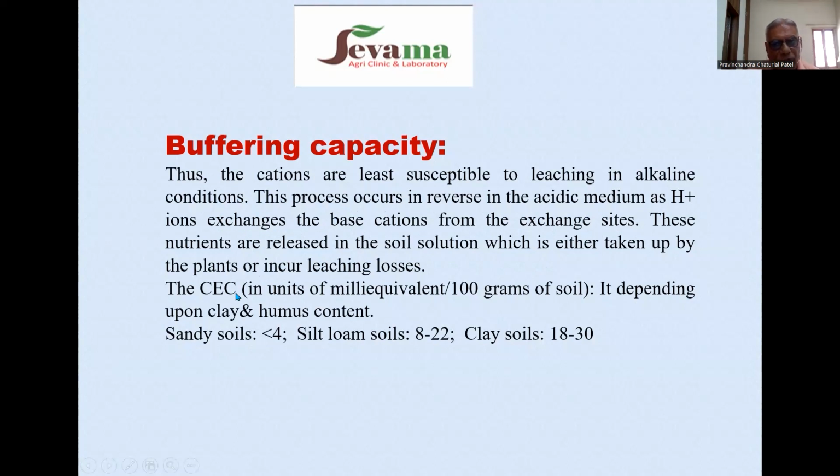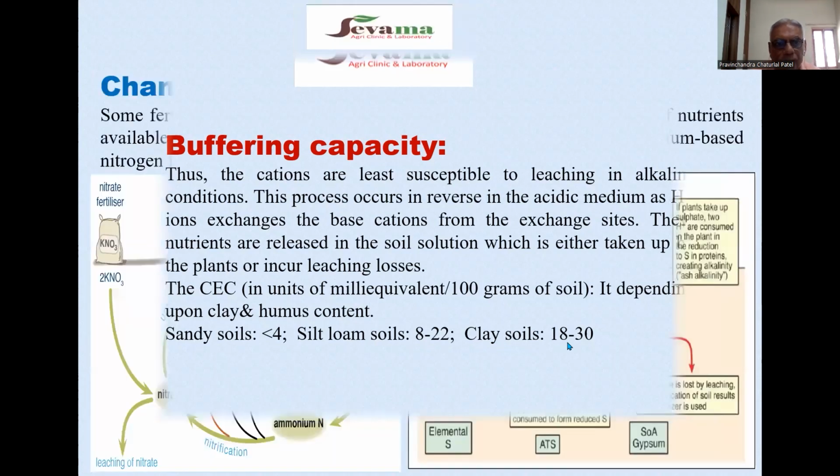The cation exchange capacity, measured in milliequivalents per 100 grams of soil, depends upon clay and humus content. For sandy soil, the cation exchange capacity is less than 4. Silt loam soil is 8 to 22, and clay soil, black soil, 18 to 30.